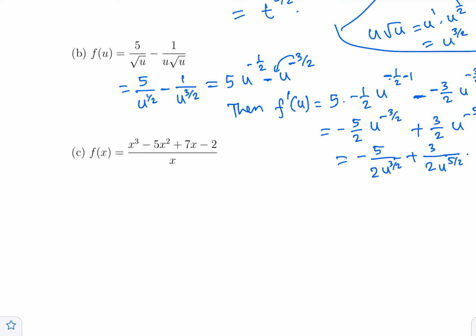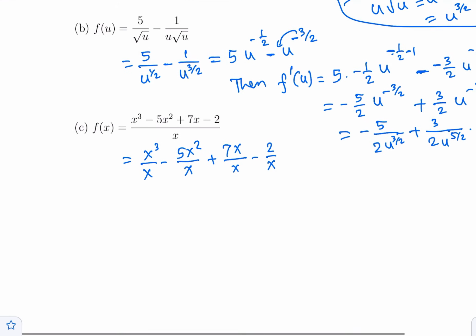In part C, we got a fraction. So first we need to get rid of this fraction. So we need to separate into 4 fractions. x cubed over x minus 5x squared over x plus 7x over x minus 2 over x. So we need to rewrite it in this way.